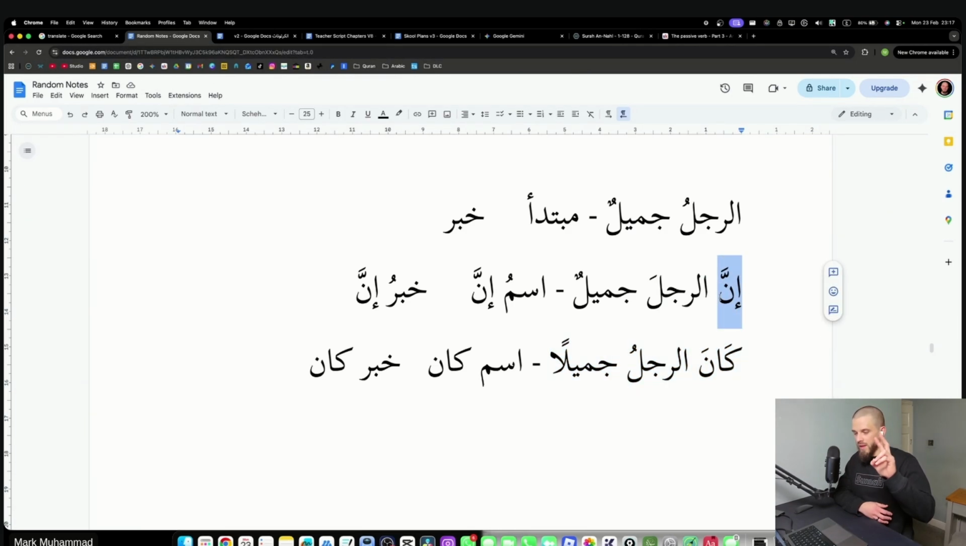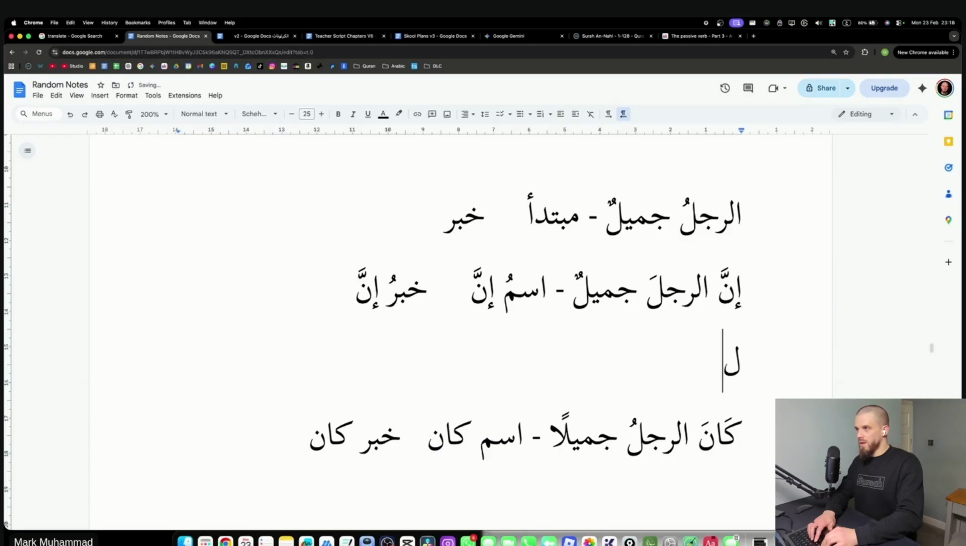Now inna has a bunch of what they call sisters. Like you can say لكن. For example, if I want to use lakin, it works the same as inna. Lakin is a sister of inna. All that means is it does the exact same thing as inna in terms of the grammar.